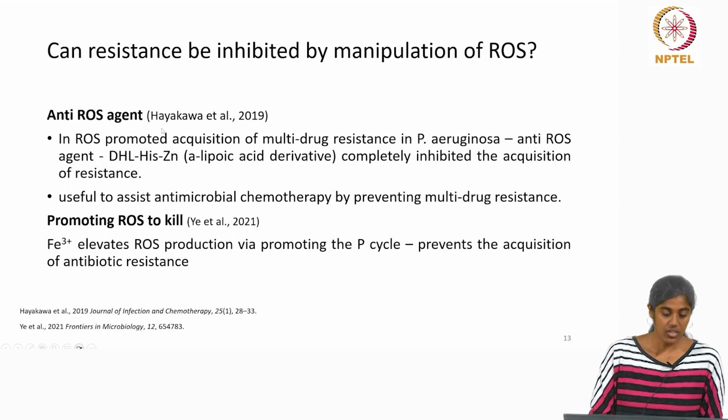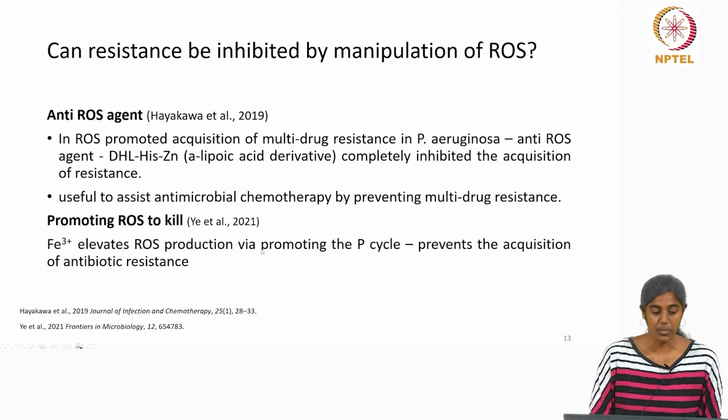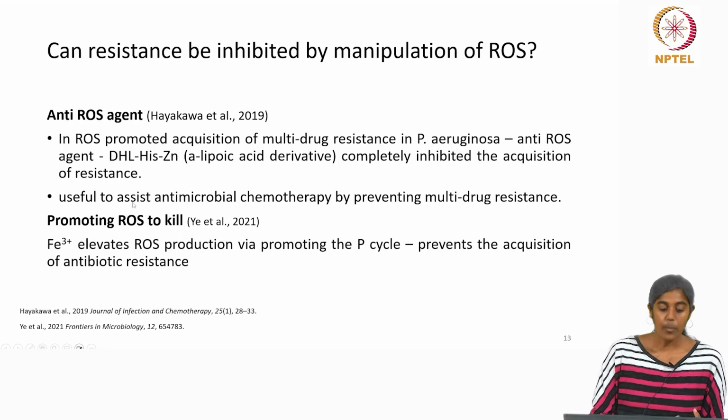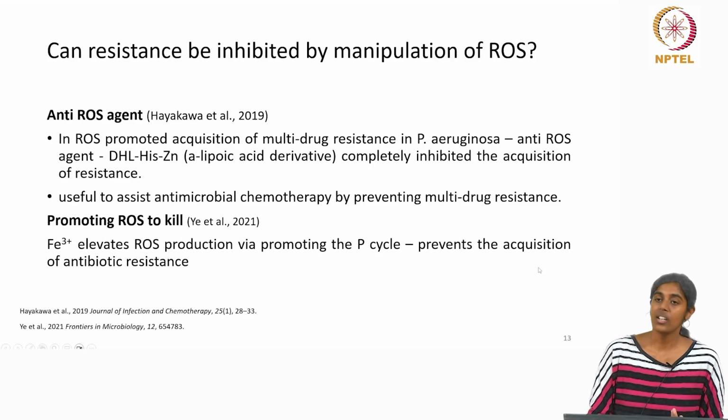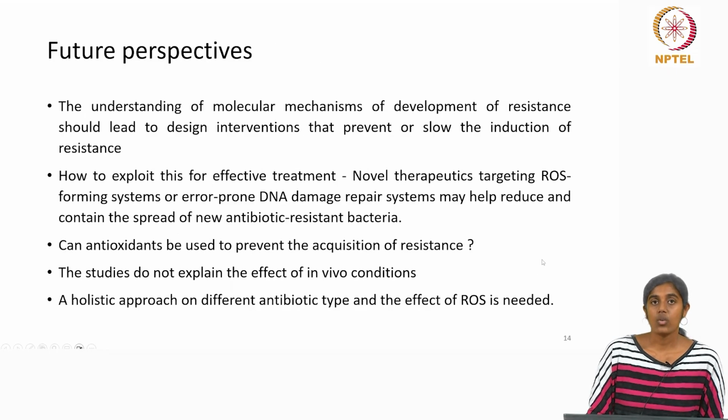An anti-ROS agent, which was an alpha lipoic acid derivative, was added, and it was shown that in Pseudomonas aeruginosa the formation of resistance was inhibited. And in a different study, a promoter of ROS, such as Fe3+, was added, which increases the ROS concentration even at sublethal levels of antibiotic, which would kill the organism instead of leading it to formation of antibiotic resistance.